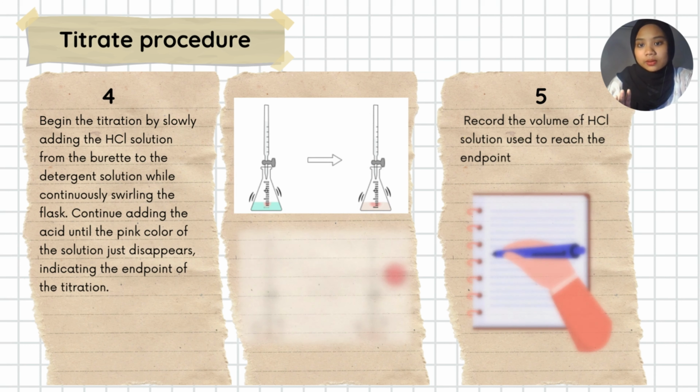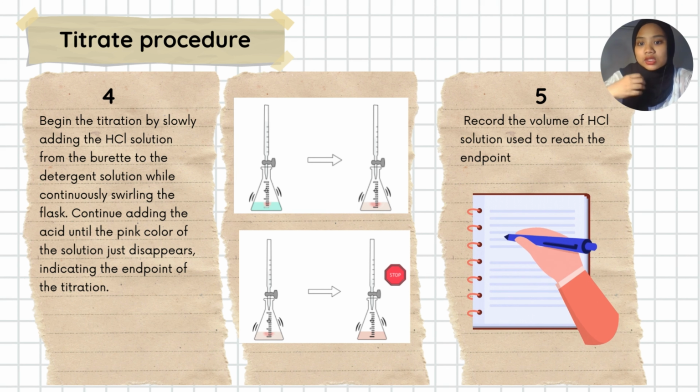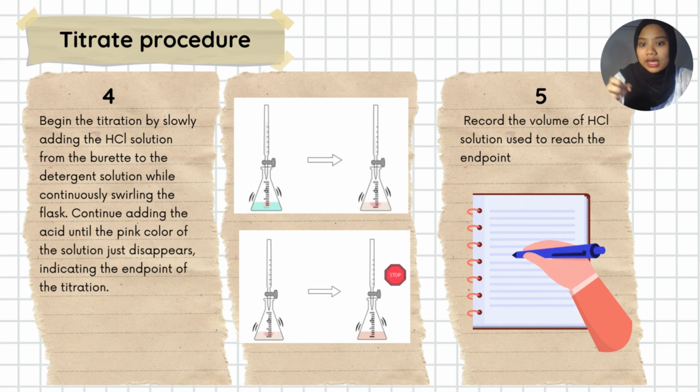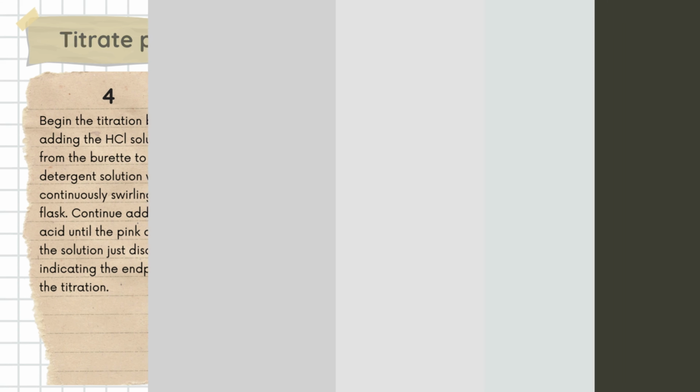The fourth step is to begin the titration by slowly adding the HCl solution from the burette to the detergent solution while continuously swirling the flask. Continue adding the acid until the pink color of the solution just disappears, indicating the endpoint of the titration. Then, for the last step, we record the volume of HCl solution used to reach the endpoint.